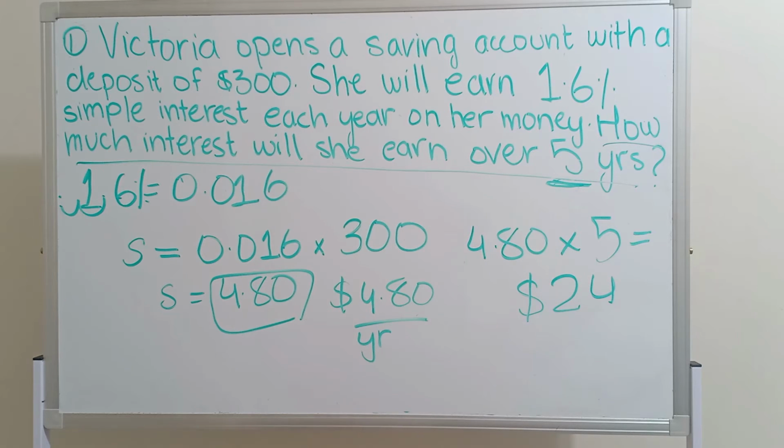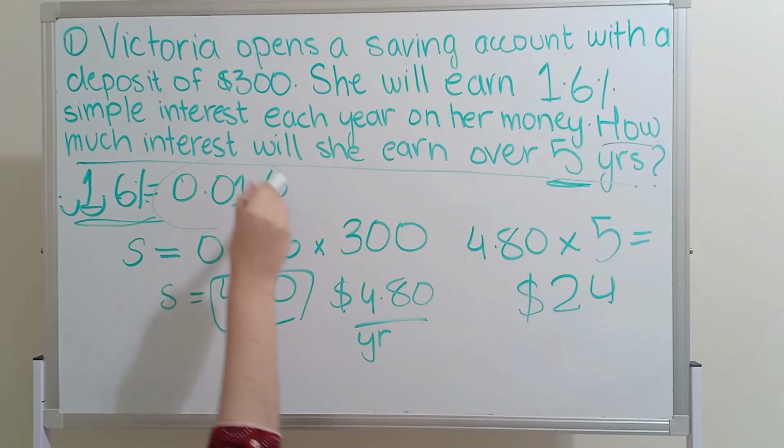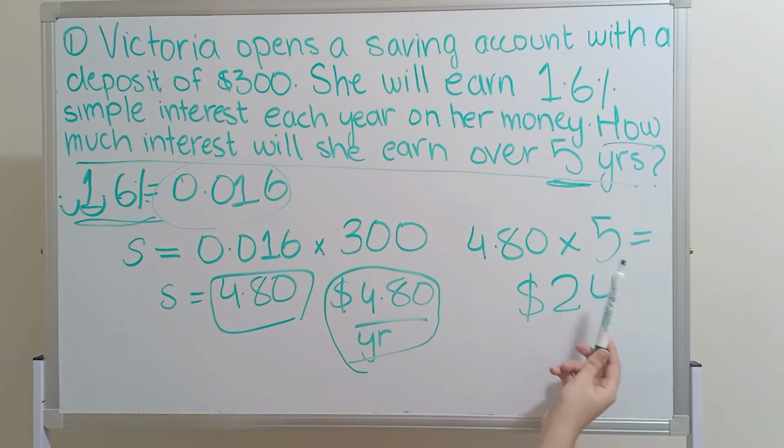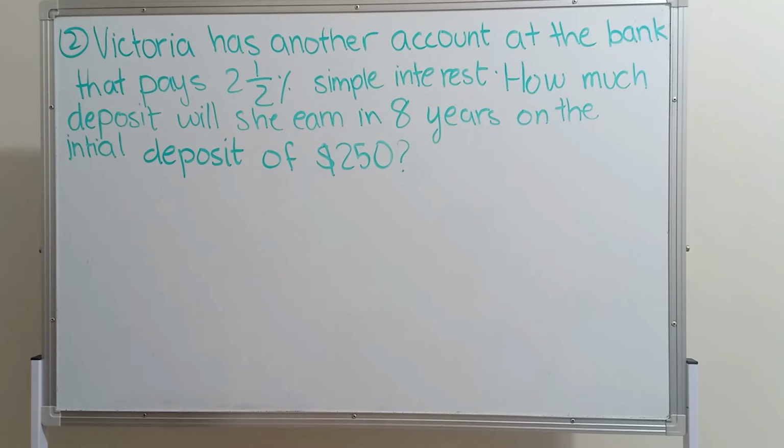So we always have it in the percent form. So we first find the decimal form for the percent, and then we use the formula to find for 1 year. This is what you get for 1 year. We are not going to do this as an answer because we need to find it for over 5 years. And then when we get it for 1 year, we multiply by the number of years we are given, and we have our answer here, $24 in interest over 5 years. So now let's move on to our second question, which is going to be the same topic about finding simple interest. Okay, so we have here the second question.